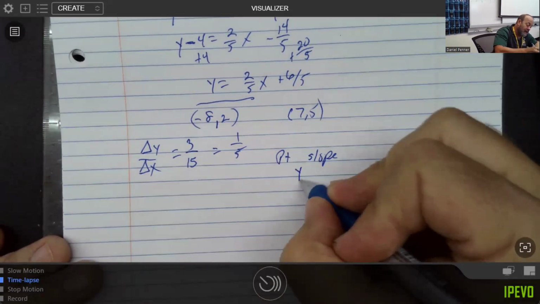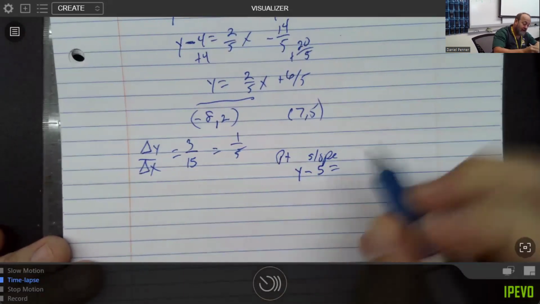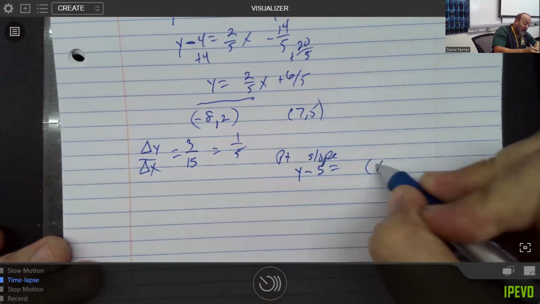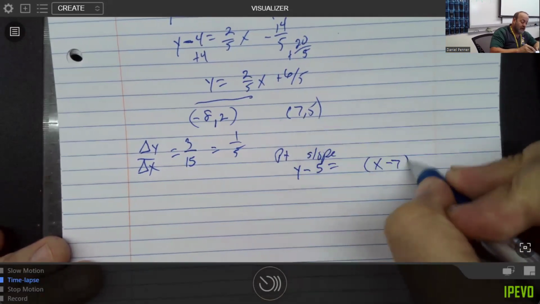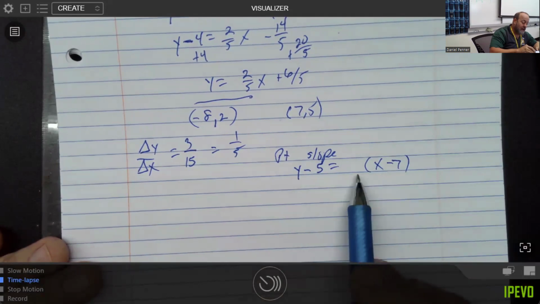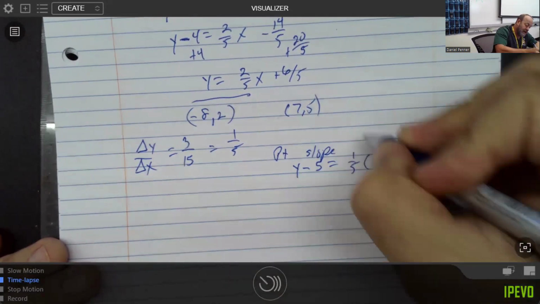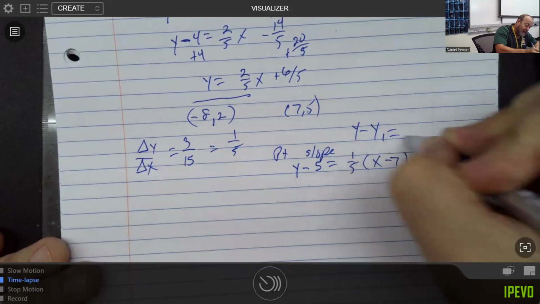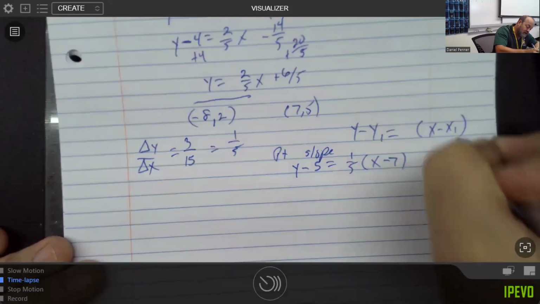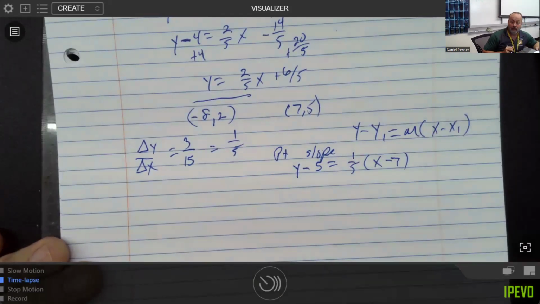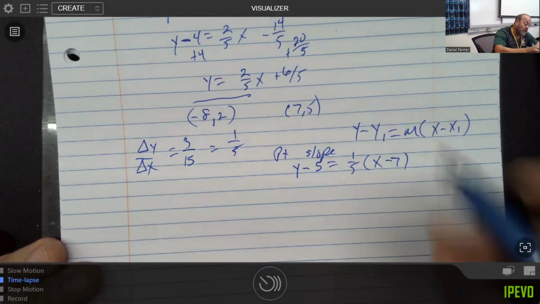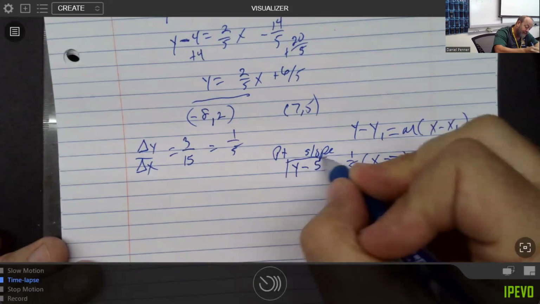I'm going to go y minus the y value. Remember, that's the y value. I've got x minus the x value. And then in front of this number right here always goes the slope. So I should write it as y minus your y value, x minus your x value, and your slope goes right here. And you could pick either point and you'll get the same thing. So we already have our point slope form.